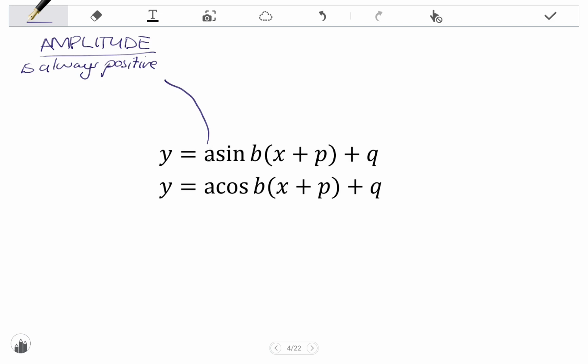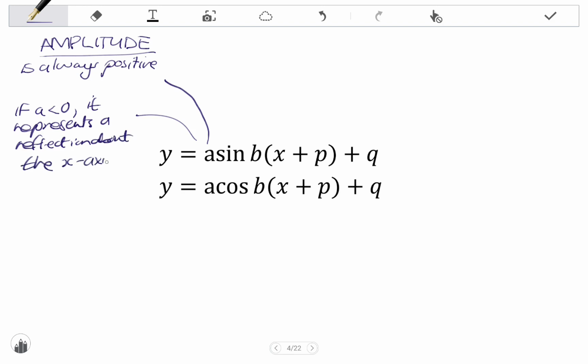So say, for example, a is negative 3. That means the amplitude is positive 3, but what the negative represents is a reflection about the x-axis. So if a is negative, it represents a reflection about the x-axis. Okay, remember, if we reflect about the x-axis, the y-coordinates change sign.